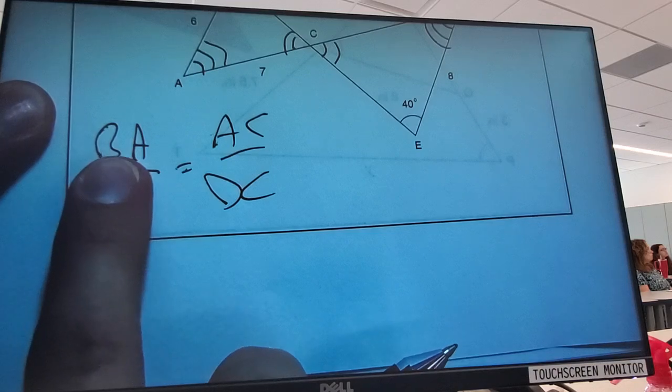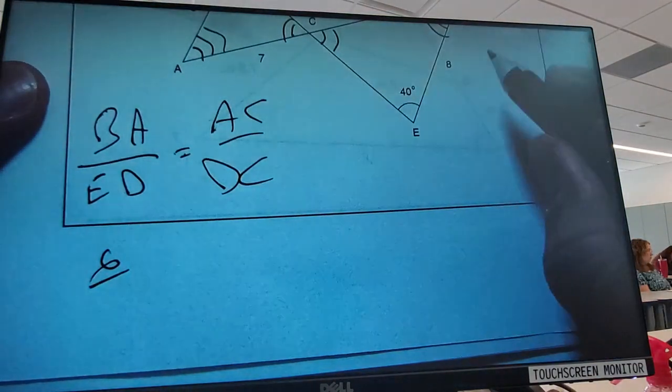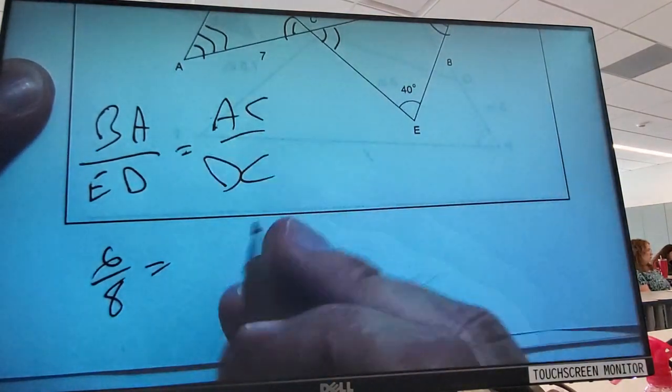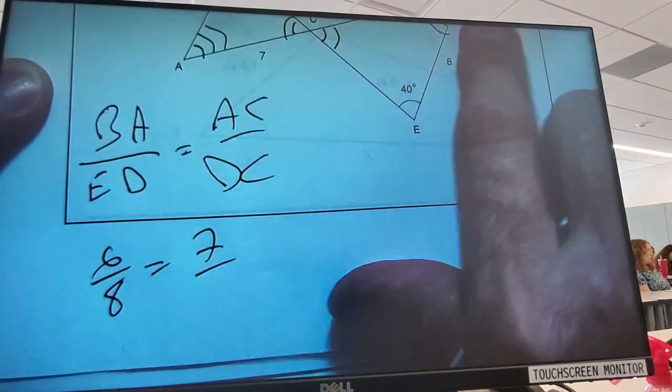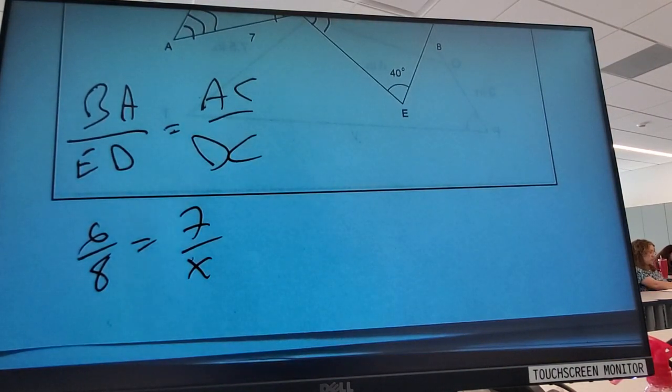Of course, BA is 6. And then ED is 8. And then AC is 7. And then CD is what I don't know, the DC. Do you guys remember how to solve that? This is from algebra. This is also from last semester. Yeah, cross multiply. And cross multiplication, real quick, is the thing that people want to do more often than you can.